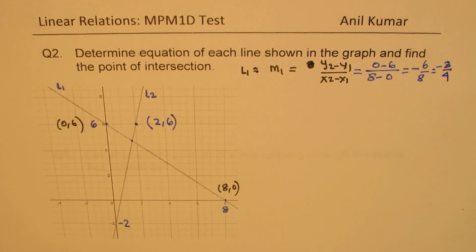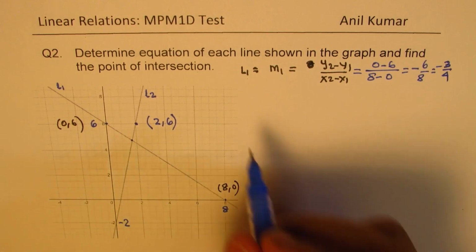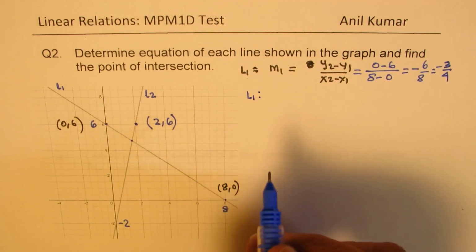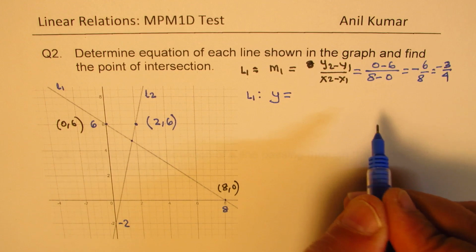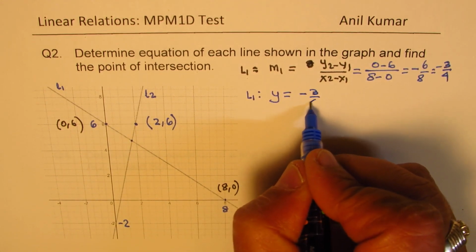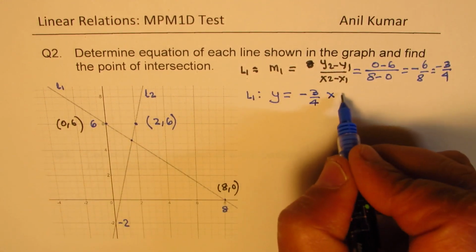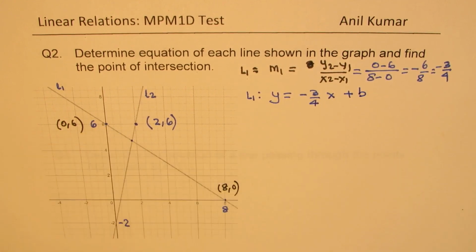Right. Since we know the y-intercept is 6, we can write the equation of line L1 as y equals minus 3 over 4 x plus 6, because this is the y-intercept.